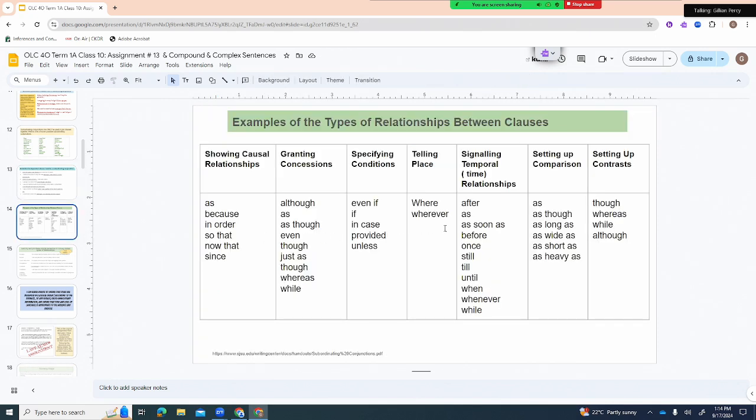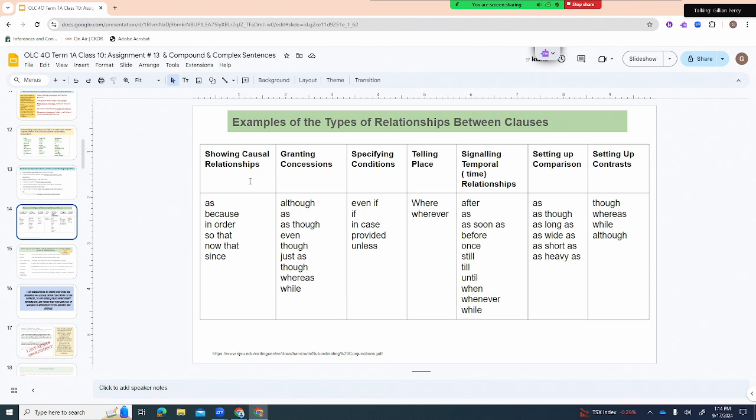So here is talking about the same clauses, but here it's showing you the types of relationships that these words can show. So if you want to show a causal relationship, like this thing causes this other thing, then I would use the words like as or because or in order, so that, now that, since. Granting concessions is like, well, this can happen, but, right, there's a little bit of a contrast. Contrast is, well, no, yeah, contrast works too. Although, as though, even though, just as, whereas, while.